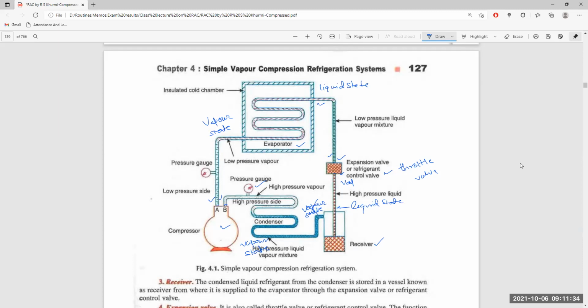So first understand this thing. Where is the high pressure line? Where is the low pressure area? Where is the vapor state? Where is the liquid state? And where is the high temperature and what is the low temperature itself? Because this is essential to make all the necessary calculations.